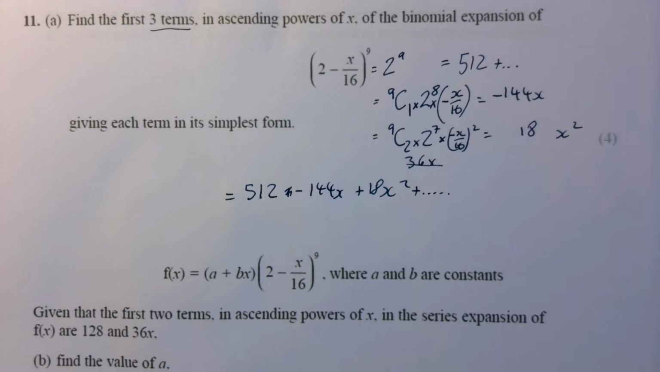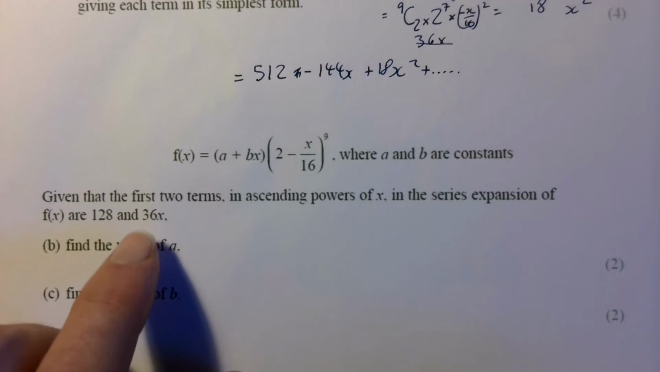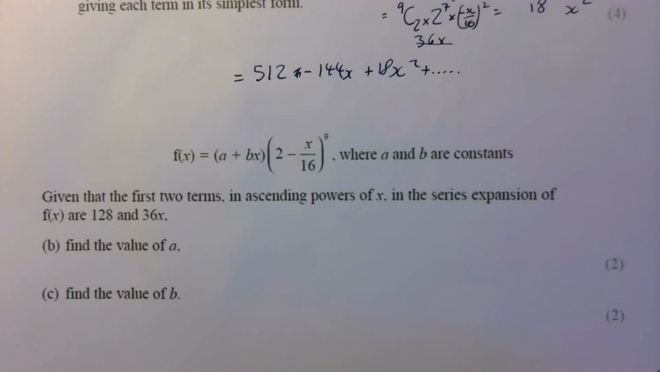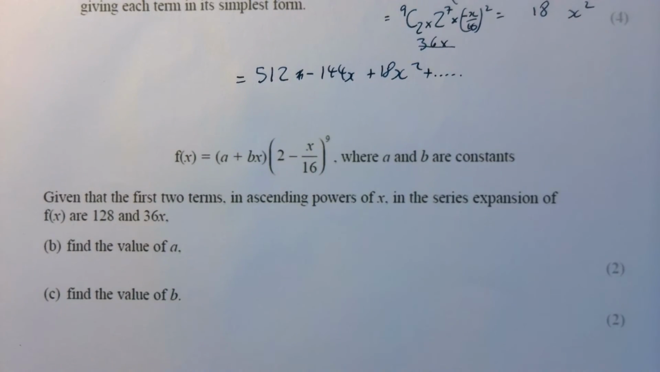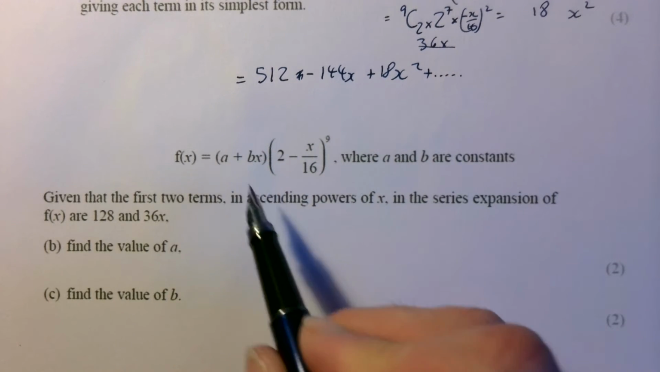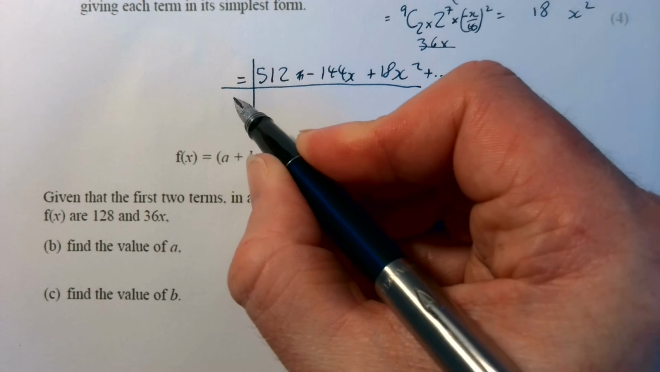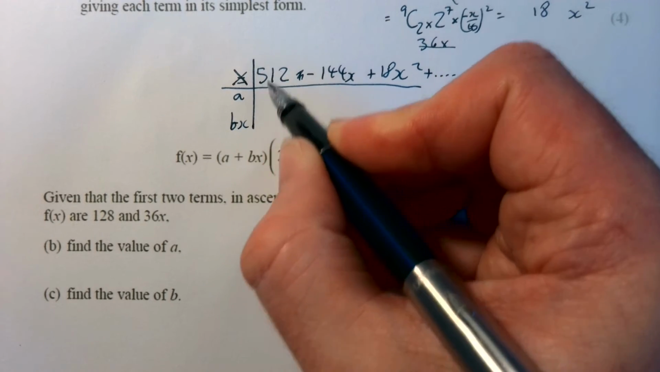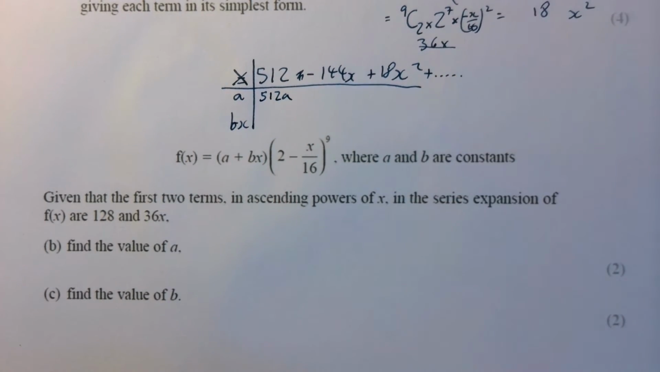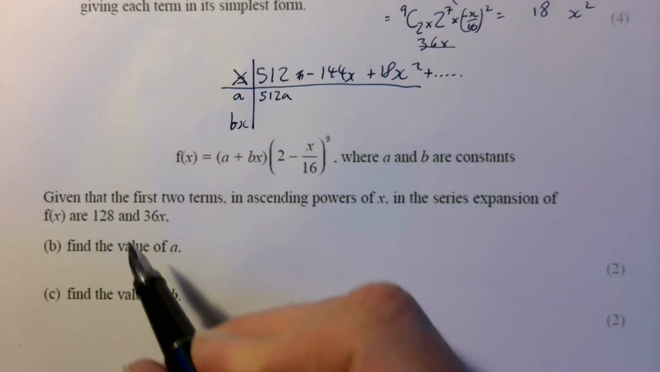Right, now, given that the first two terms in ascending powers are 128 and 36x, for this we've got to find the value of that. So what this means is we already know what this expands to for the first few bits. If we were going to be multiplying them by a plus bx, well, let's just do that. I'm going to times that now by a and bx. I'd have 512a for my basic constant with no x's involved, so I can sort that out for this.